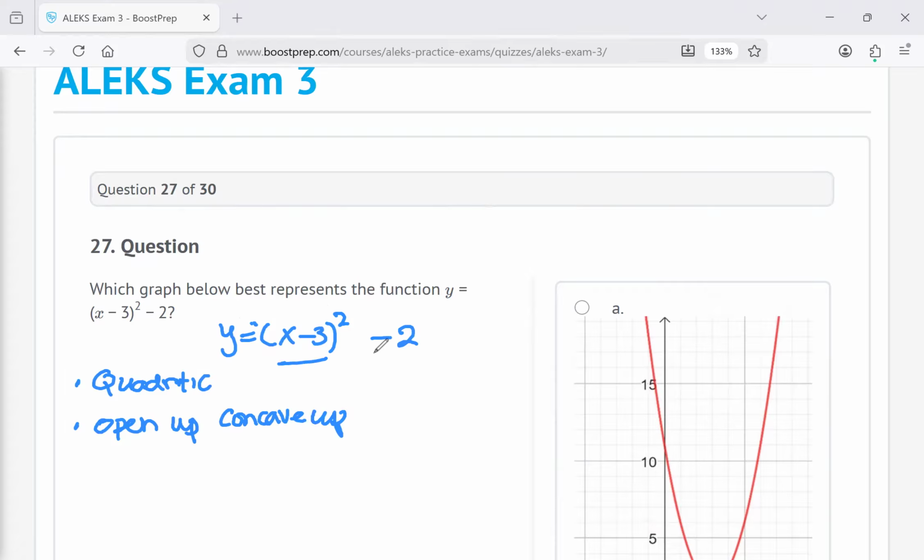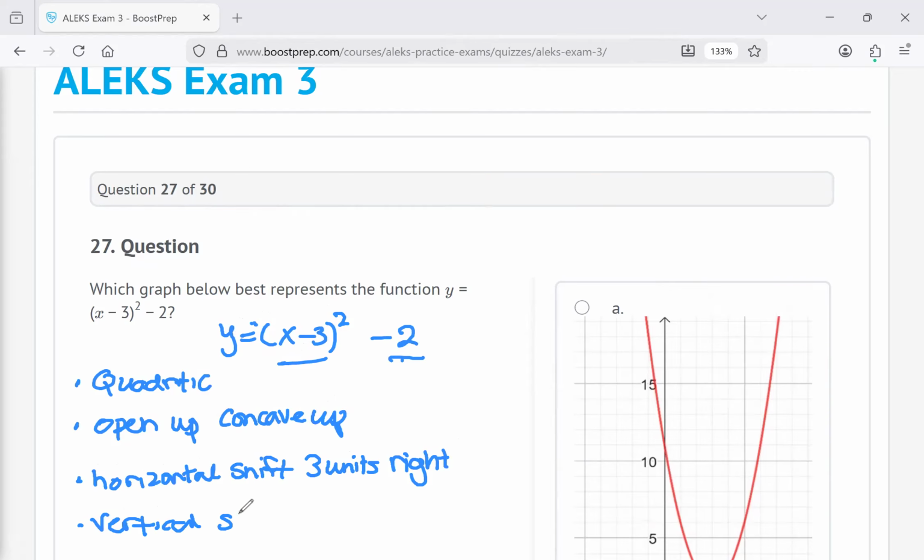And what about the x minus 3 and minus 2? That's a shift of your vertex. You have a horizontal shift 3 units to the right, and then you have a minus 2, that's a vertical shift of 2 units down. So you have a vertex at positive 3, comma negative 2. It's quadratic and it's concave up.